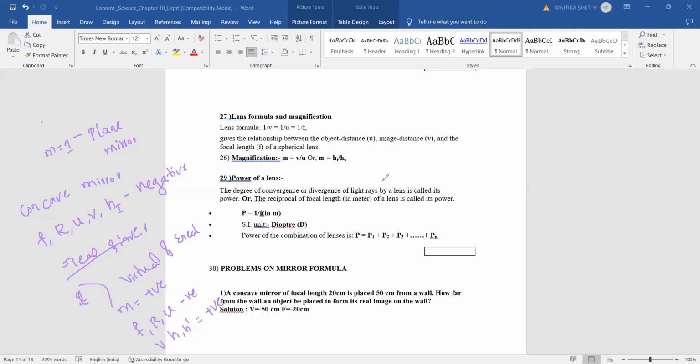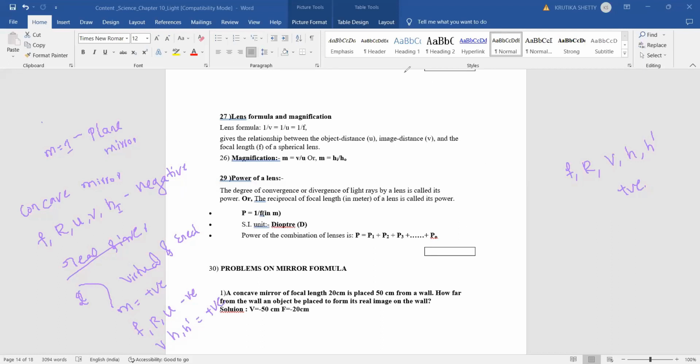Similarly for the convex mirror. So in a convex mirror, here only virtual and erect images are formed. So for that reason, focal length, radius of curvature, v value, h value, h dash value, all are considered positive here. So all values are considered as positive.